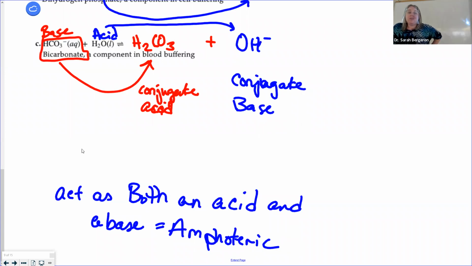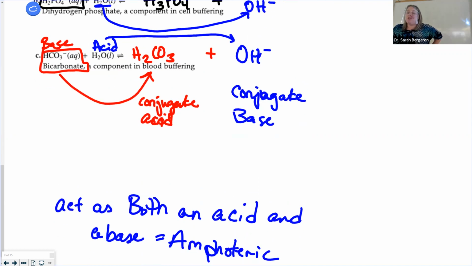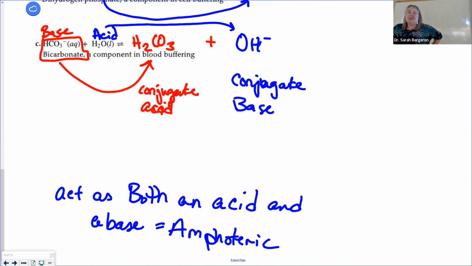So if you look at B, it was dihydrogen phosphate. It's the same thing. It acts as a base in this question, and in the previous question, it acts as an acid. So you're going to see that it can go both ways.